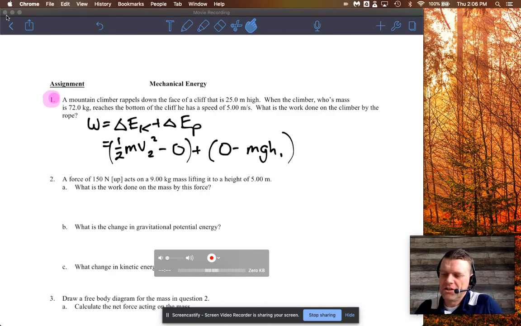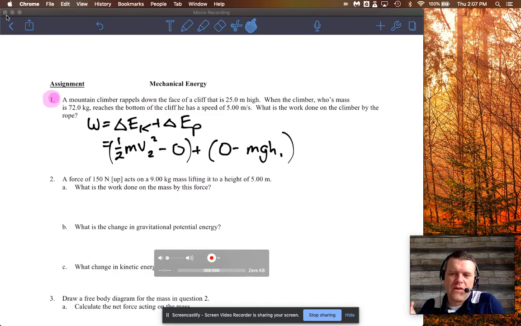So I'll just highlight this one for you just to get you started. This mountain climber rappels down the face of a cliff. It's 25 meters high. He's a 72 kilogram mass, but when he reaches the bottom of the cliff, he has a speed of 5 meters per second. What is the work done on the climber by the rope? Now, that's kind of a weird way to ask it. Okay.